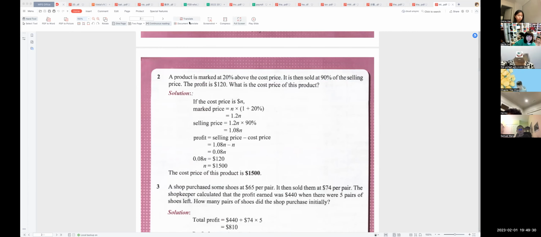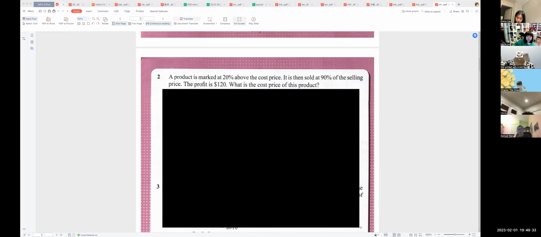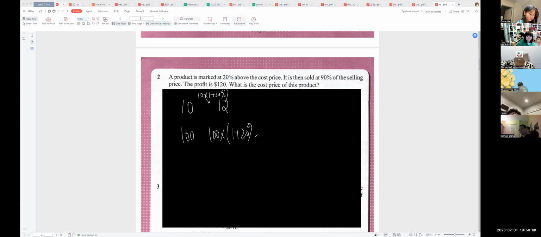Okay, so let's take one. A product is marked at 20% above the cost price. What does it mean? So if the cost is $10, then the price is 12. Very good. So how do we get the 12? It's 10 times 1 plus 20%. 刚才 Samuel 就问过我，这个 one 是什么东西啊？one 就是你自己，就像我们前面在算银行的事情的时候，这个 one 就是你自己. So if it's $100, it will be 100 times 1 plus 20%.